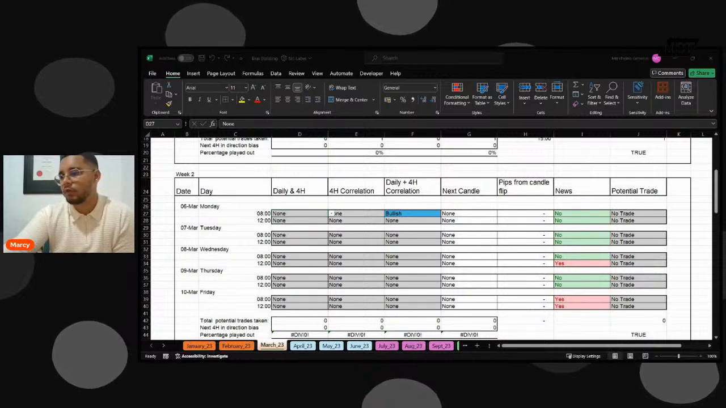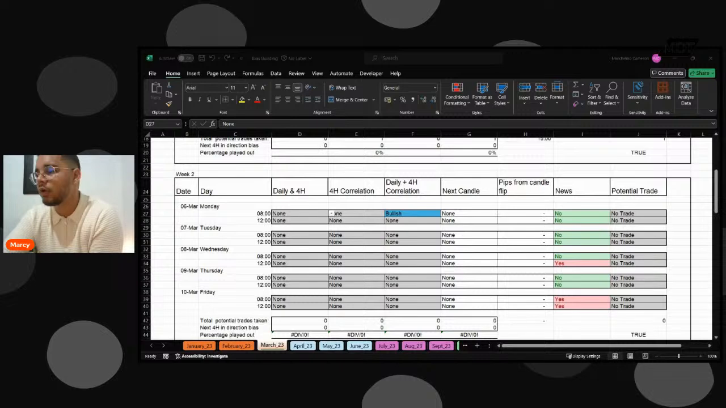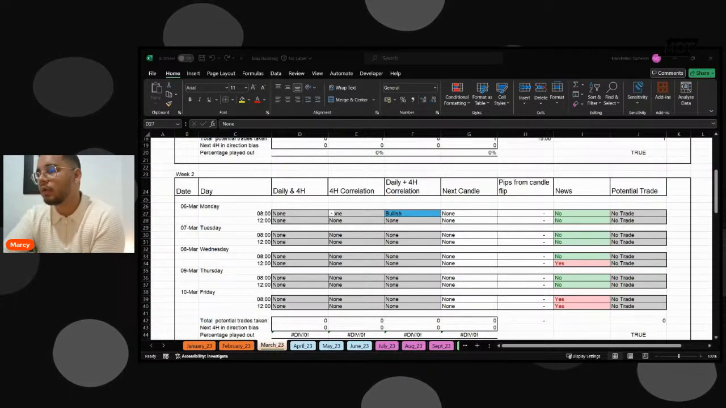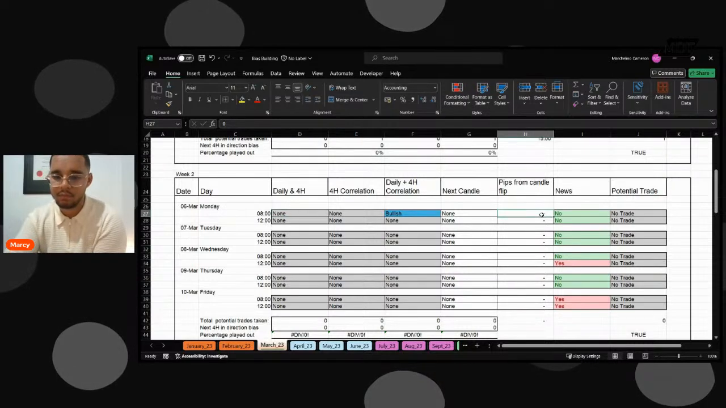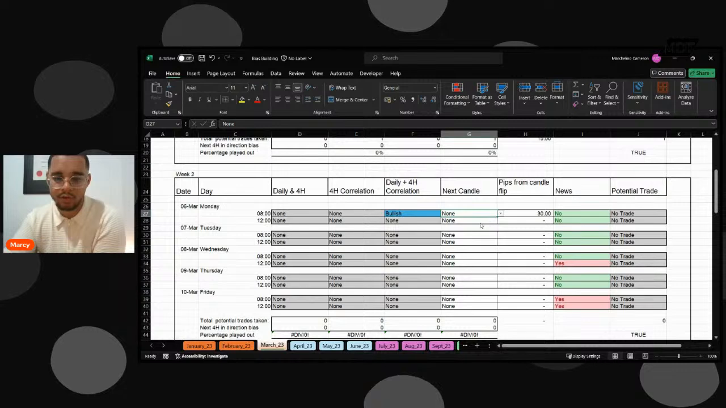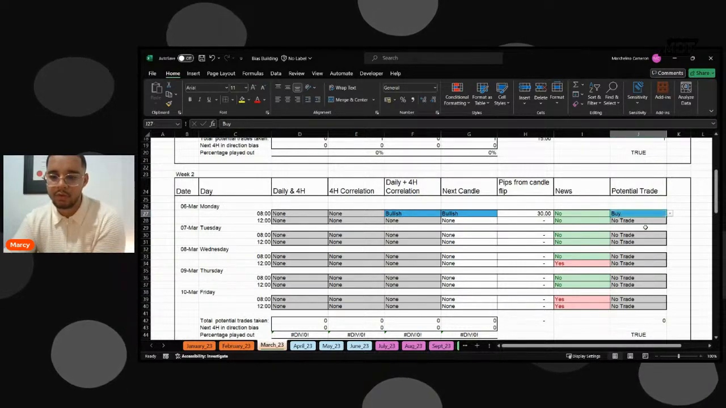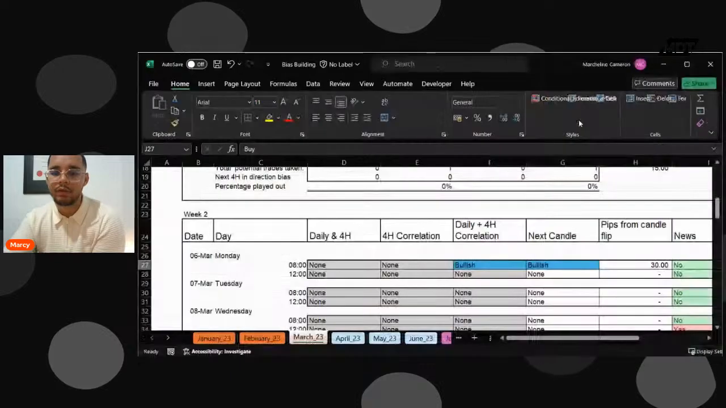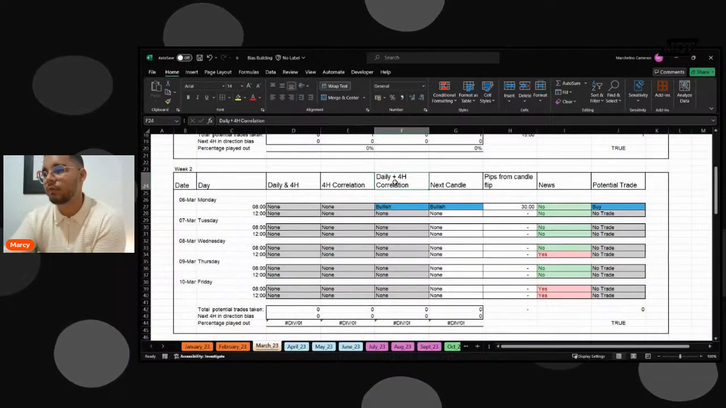Let's check the next candle on the 4H time frame. The next candle closed bullish, which is perfect. We added 31 pips, so we're going to mark that as 30 pips. Mark this as bullish, and we would be looking for buys. And boom. Yet again, what you can see is that this thing really performs, bro. I don't know, this thing really performs.